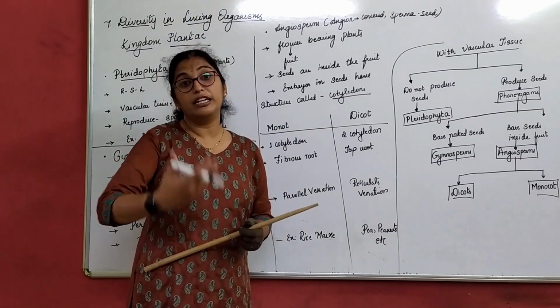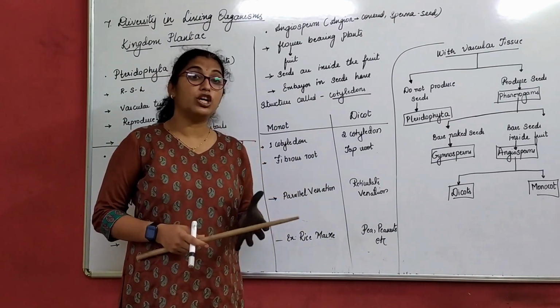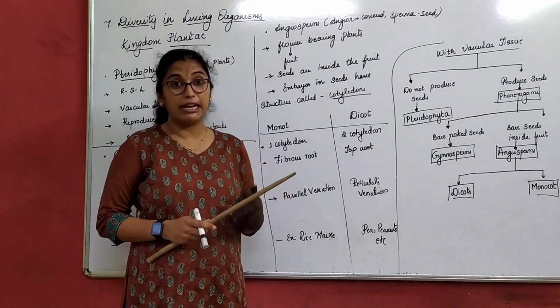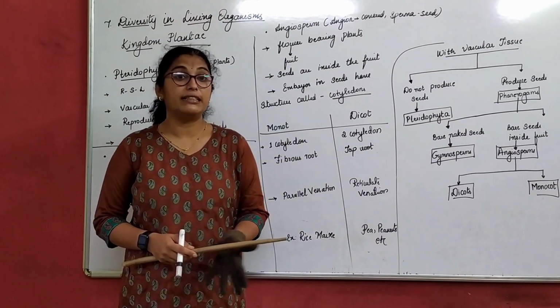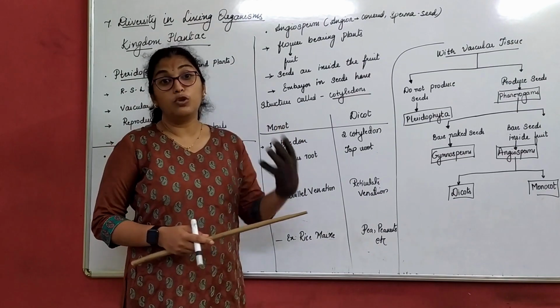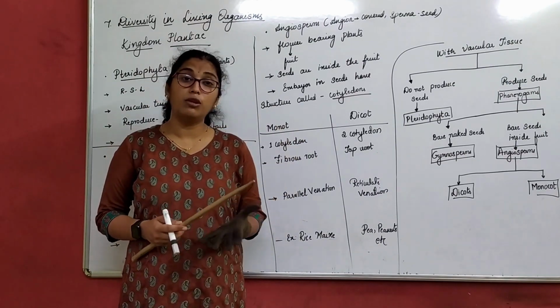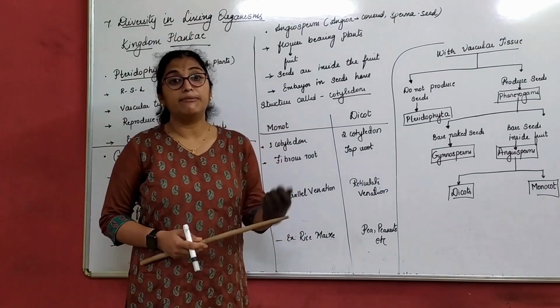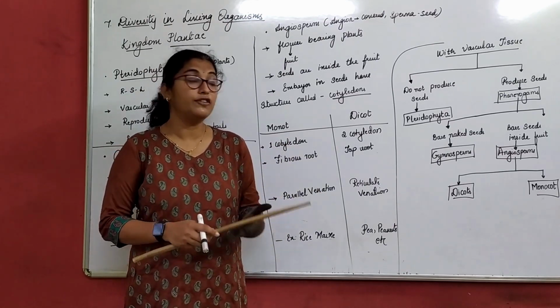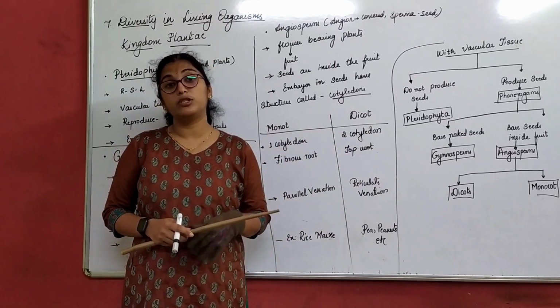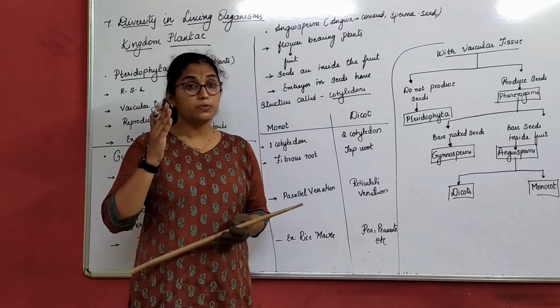So we understood that Thallophyta do not have a differentiated body, that means root, stem and leaves are not differentiated in them. Thallophytas are nothing but aquatic plants, right? Without vascular bundles of tissues. Then we move to the next one, Bryophyta.